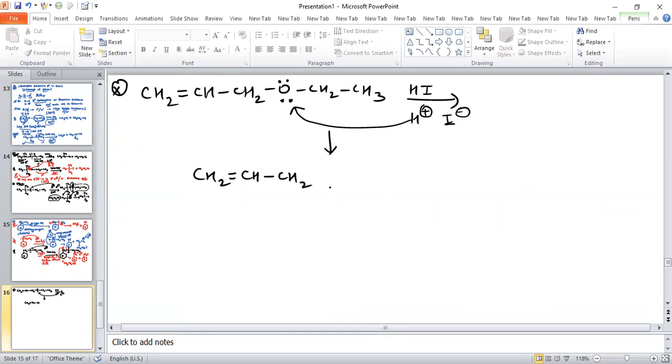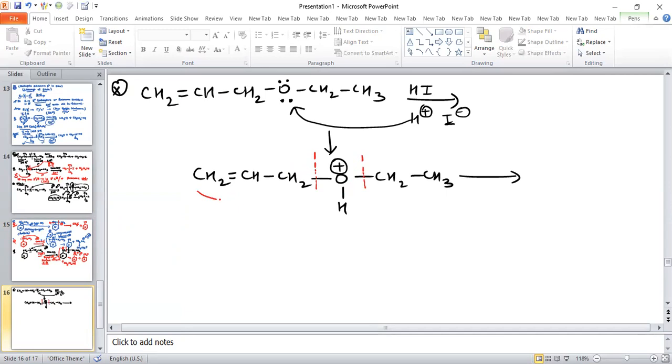This is CH2, having positive charge. On this there is hydrogen. This is CH2 and CH3. Now see, there are two possibilities. Again, there are two possibilities for the cleavage of bond. This bond can break either from this side, or this bond can break from this side.